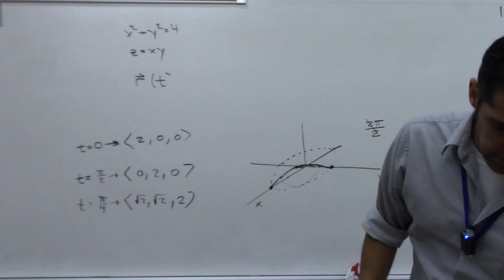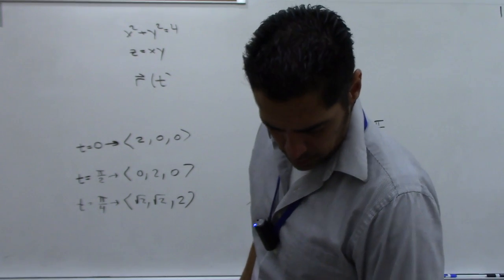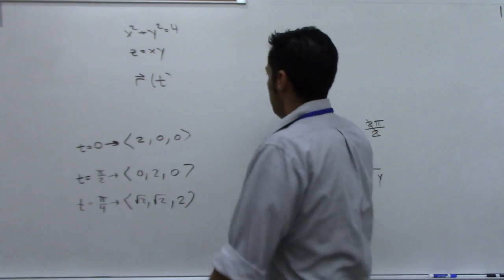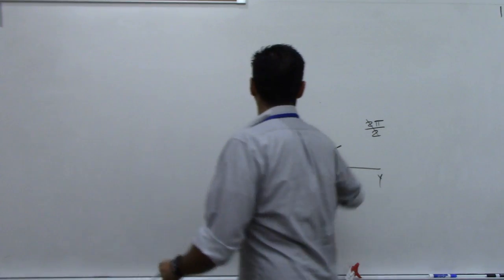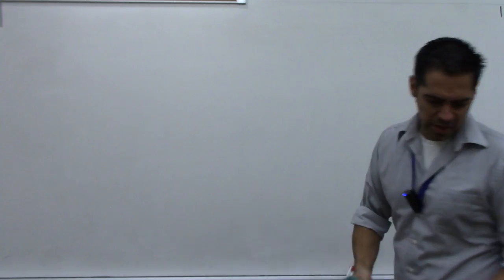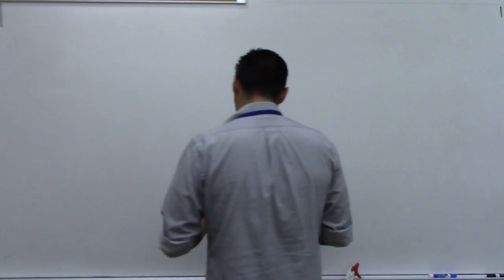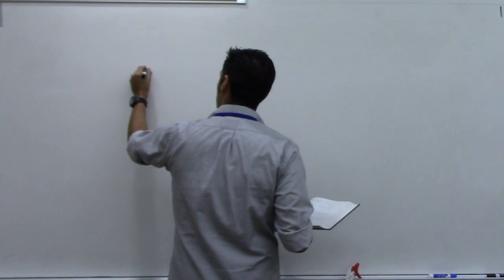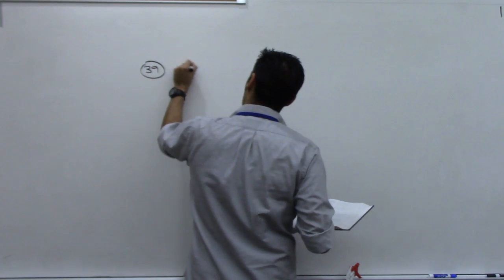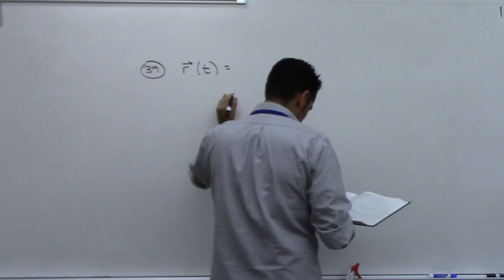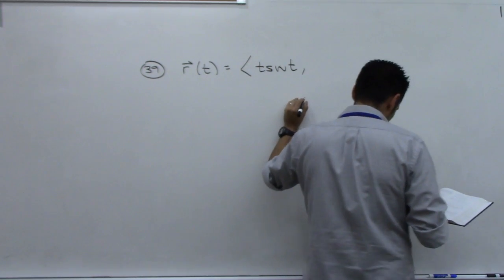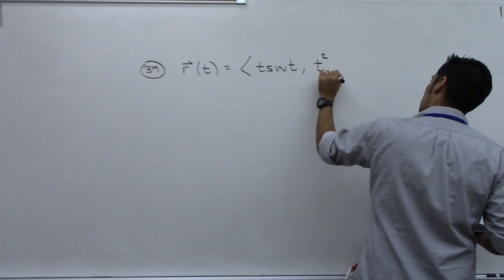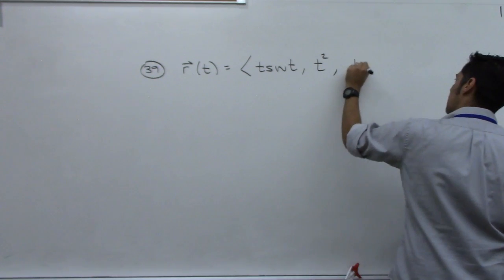All right. So where were we? 39. Might be able to just do a few of these to get you going here. 39, find the derivative. Yeah, these are probably going to be pretty straightforward. So for 39, r of t equals, this is just going to be whether or not you remember how to take derivatives. t sine t, t squared, t cosine 2t.